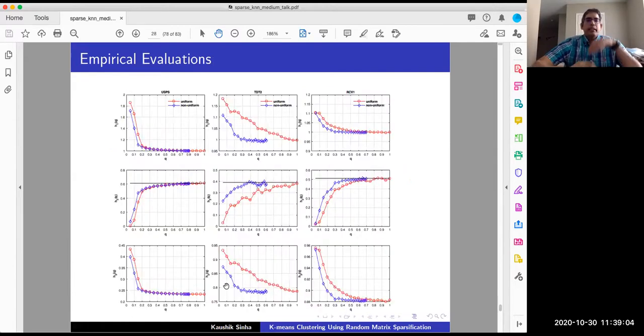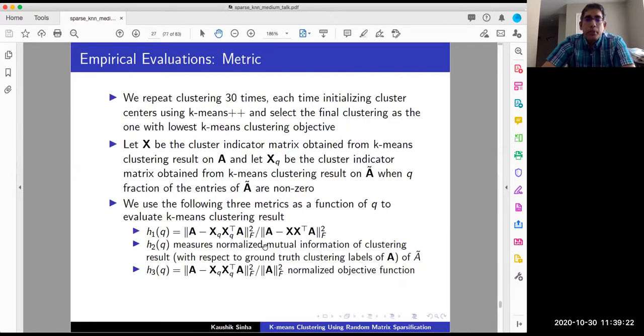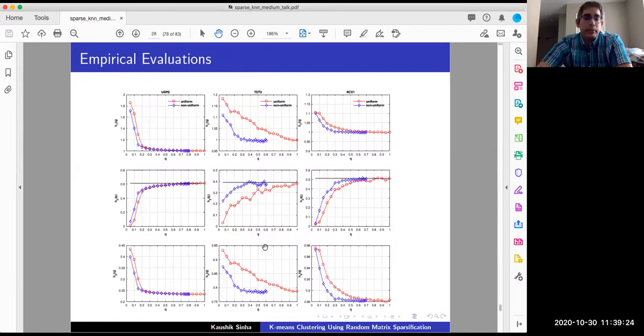So here are some of the results. Each column corresponds to one of 3 different data sets: USPS, TDT2, RCV1. This is for the first metric, H1 of Q. Remember, close to 1 is better. This is the corresponding normalized mutual information quantity that quantifies the quality of the cluster. And this is the normalized objective function. Again, the smaller the better.